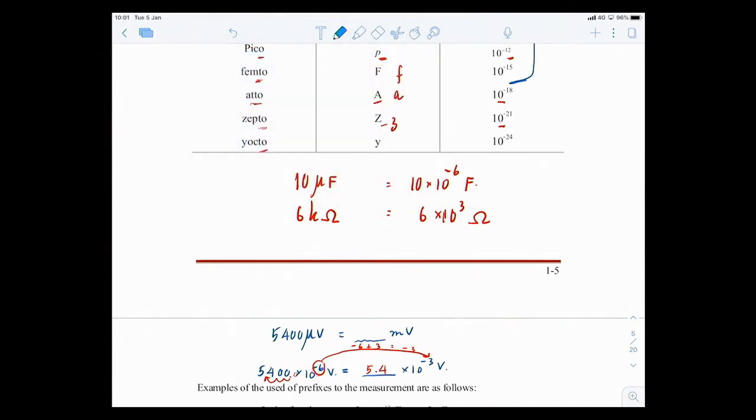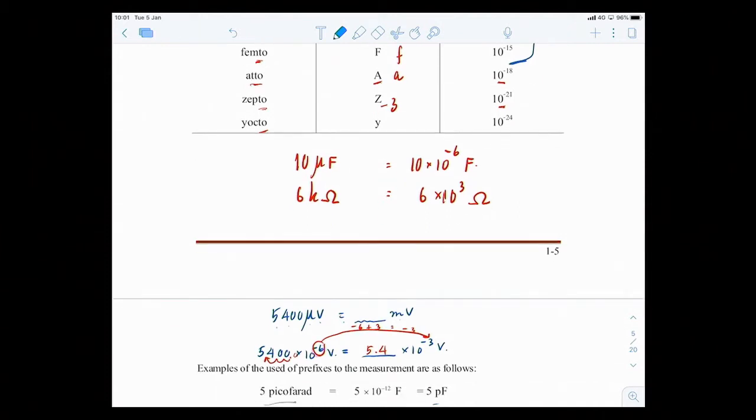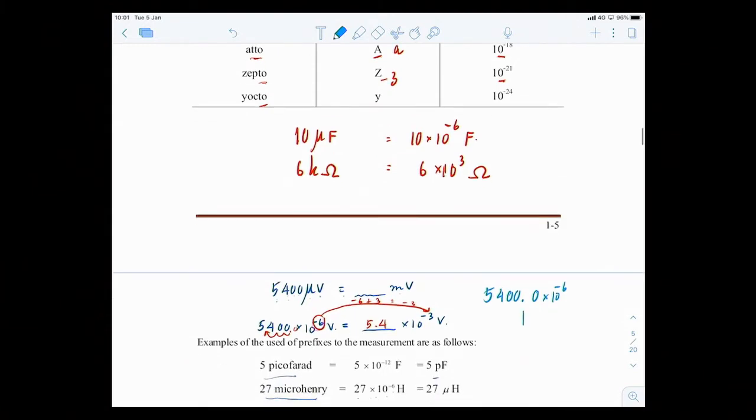The first question is, if I want to change 5,400 microvolt into the unit of millivolt? The way we can do this simply is to write the 5,400 microvolt as 5,400.0 times 10 to the minus 6. Now I want to change it into something times 10 to the minus 3 volt, because milli is 10 to the minus 3.